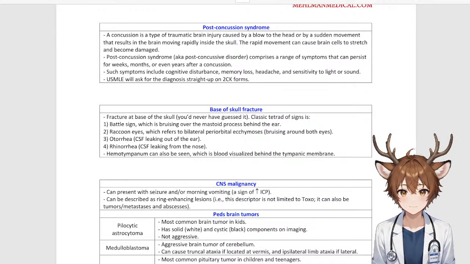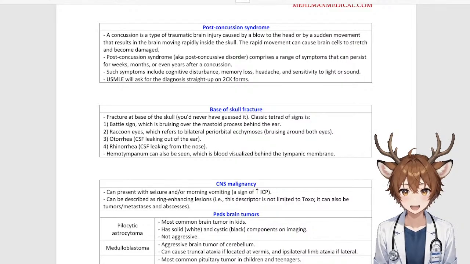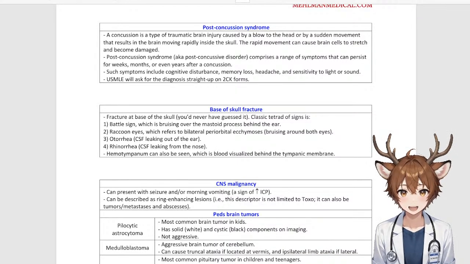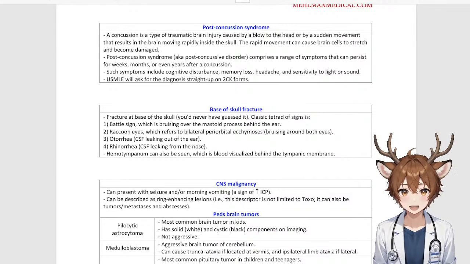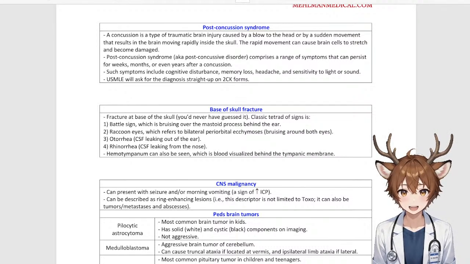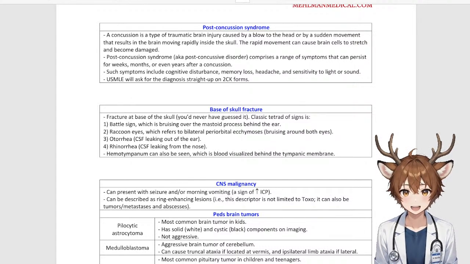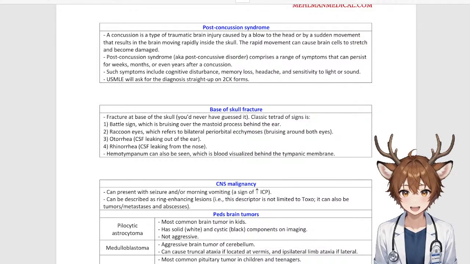Post-concussion syndrome. A concussion is a type of traumatic brain injury caused by a blow to the head or by a sudden movement that results in the brain moving rapidly inside the skull. The rapid movement can cause brain cells to stretch and become damaged. Post-concussion syndrome, aka post-concussive disorder, comprises a range of symptoms that can persist for weeks, months, or even years after a concussion. Some symptoms include cognitive disturbance, memory loss, headache, and sensitivity to light or sound.